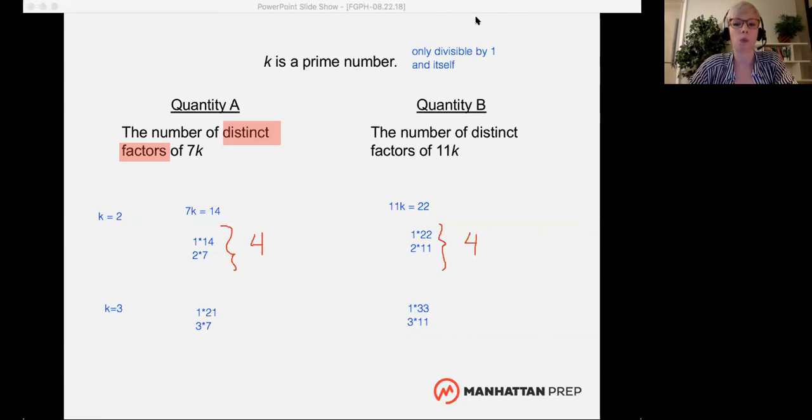But here's what I want you guys to think about. When you're thinking about testing numbers and whether you should test more numbers, this is the rule that you should use. Always test at least 2 cases. But then that doesn't necessarily mean that you're done when you test 2 cases. Then think, is there a way to get a different result?